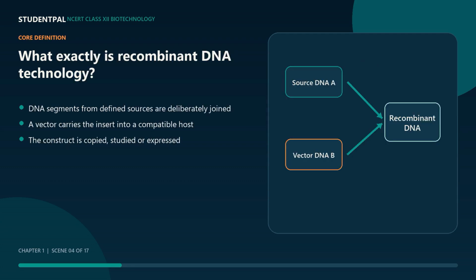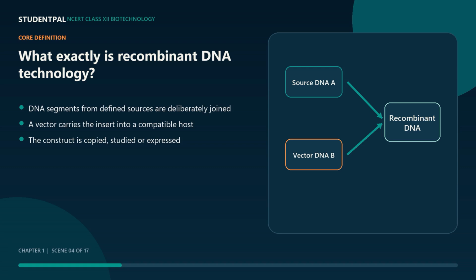Recombinant DNA technology is a controlled set of molecular methods used to manipulate nucleic acid directly. A selected DNA segment called the insert is joined to a carrier DNA molecule called the vector. The resulting recombinant DNA is introduced into a suitable host cell, where it may be copied, studied, or expressed.